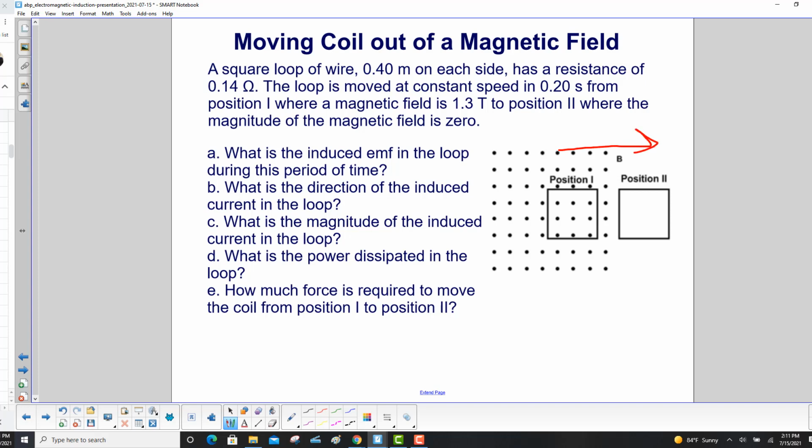A. What is the induced EMF in the loop during this period of time? B. What is the direction of the induced current in the loop? C. What is the magnitude of the induced current? D. What is the power dissipated in the loop? And E. How much force is required to move the coil from position 1 to position 2?